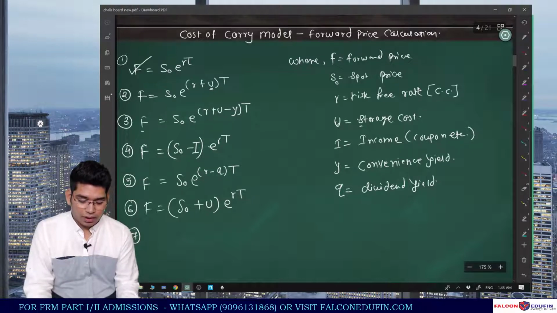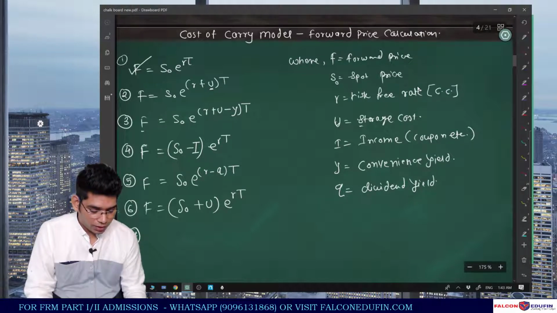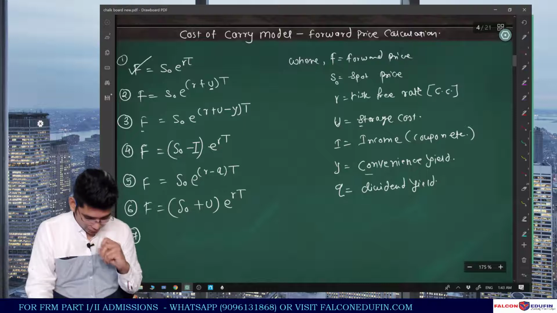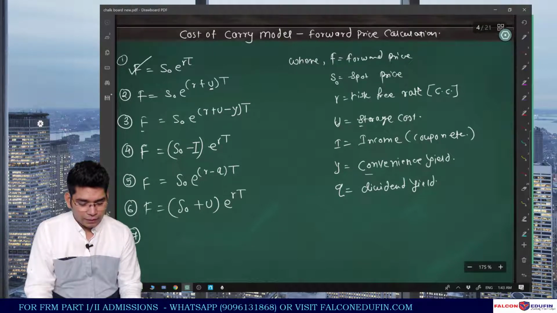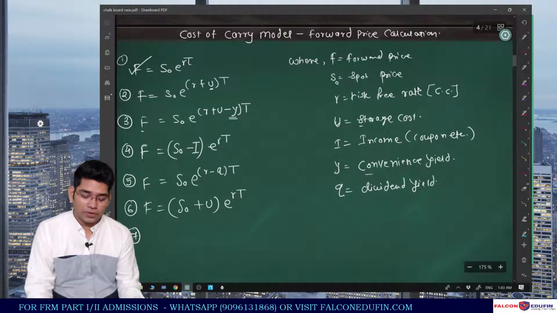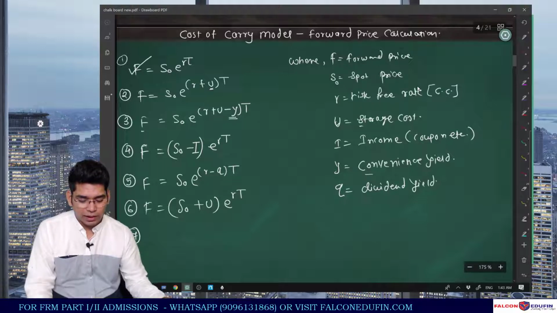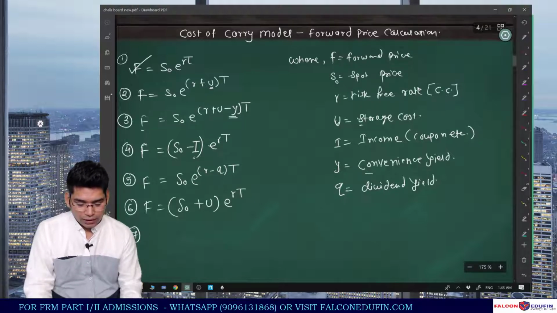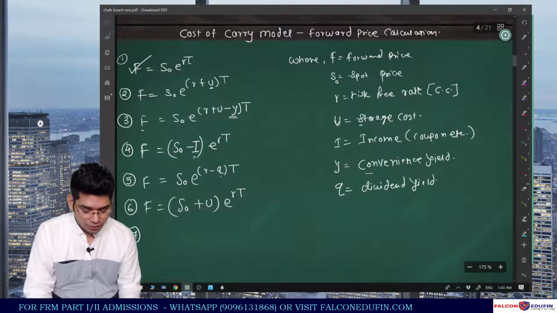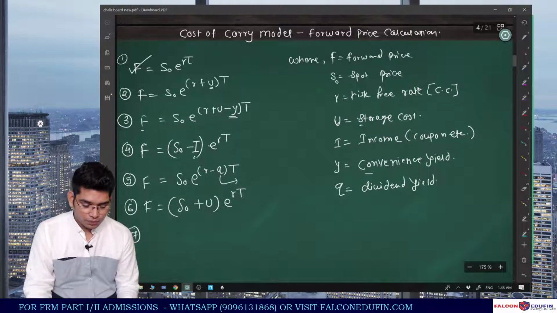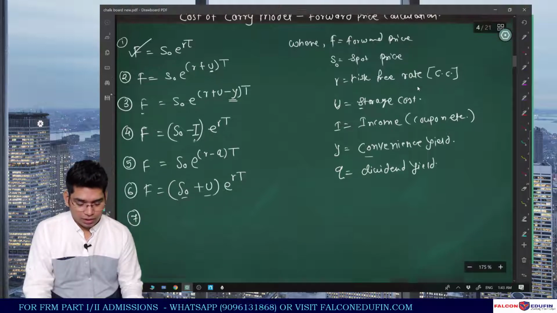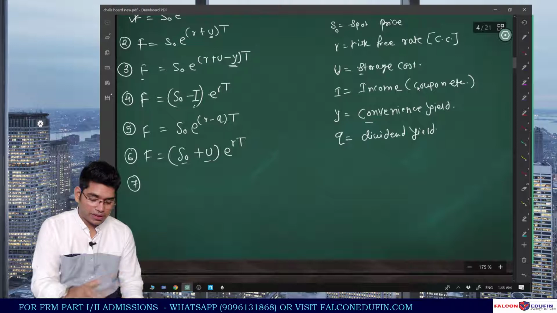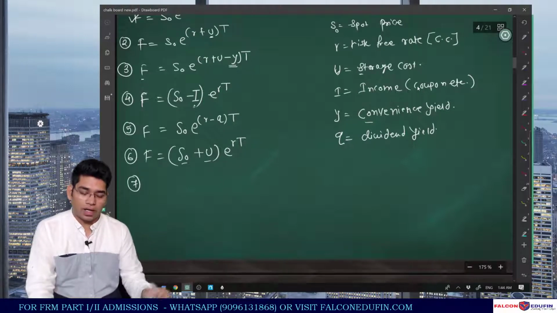Then one more thing, if the dividend yield is given or the convenience yield is given, then we reduce it. See here we are reducing the values. So it can be convenience yield, it can be dividend. Then there is an interest, this is the income, general income, standard income. Then this is your dividend Q. Okay, and then we have the standard formula of the spot plus storage cost into e to the power RT.